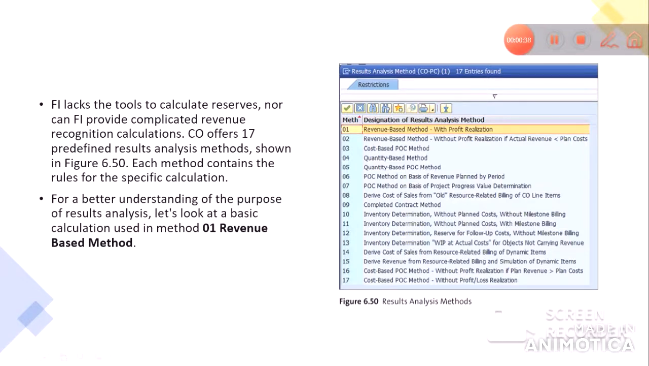FI lacks the tools to calculate reserves, nor can FI provide complicated revenue recognition calculations. CO offers 17 predefined result analysis methods shown in the figure. Each method contains the rules for the specific calculation. For a better understanding of the purpose of results analysis, let us look at a basic calculation used in the method 01 revenue based method, results analysis method. There are 17 predefined result analysis methods.